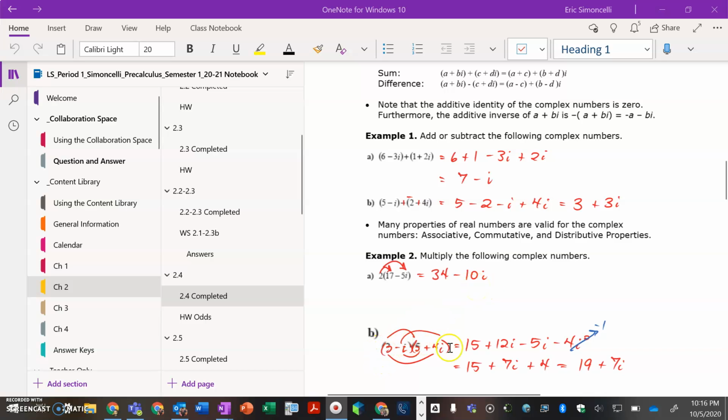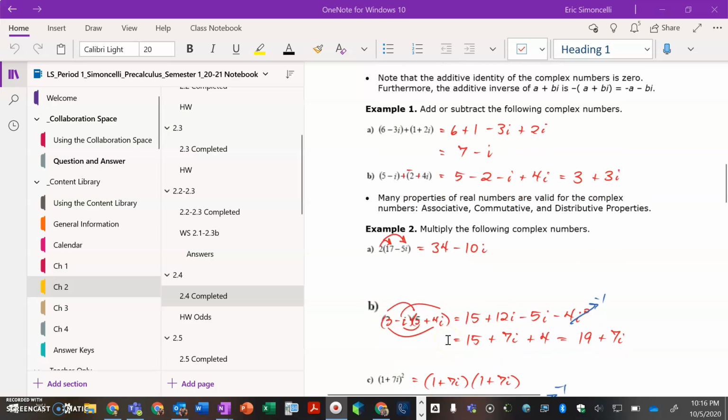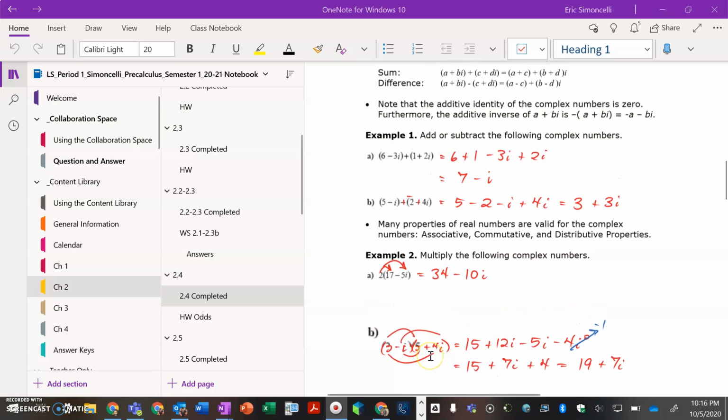Part B, this is a FOIL situation, so we have 3 minus i times the quantity 5 plus 4i. Must have gotten cut off a little bit, so it speaks to why the 3 and the 5 look a little different. But if you FOIL, so 3 times 5, 15, and then 3 times 4i, 12i, negative i times 5, so negative 5i, and then last, negative i times 4i, negative 4i squared. Noting i squared is equal to negative 1.